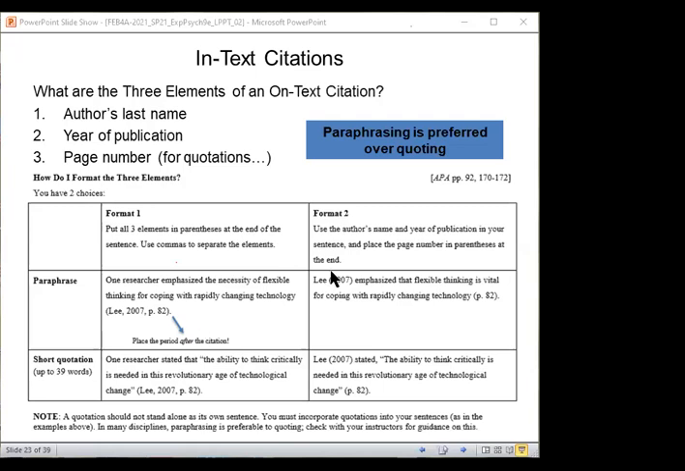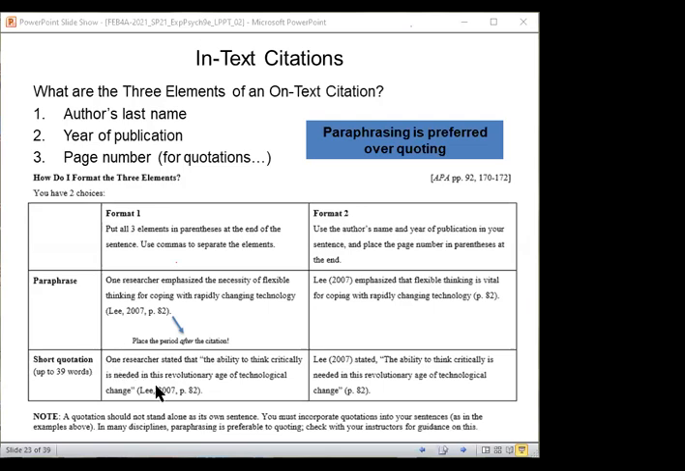Or you can do it this way. Lee, 2007, here you have the author's name and the year of publication, emphasized that flexible thinking is vital for coping with rapidly changing technology. This is where it was found, page 82, which can be very beneficial. If you want to go directly to where it came from, you can list that page number. It's very helpful to individuals who are researching using the documents that you produced.